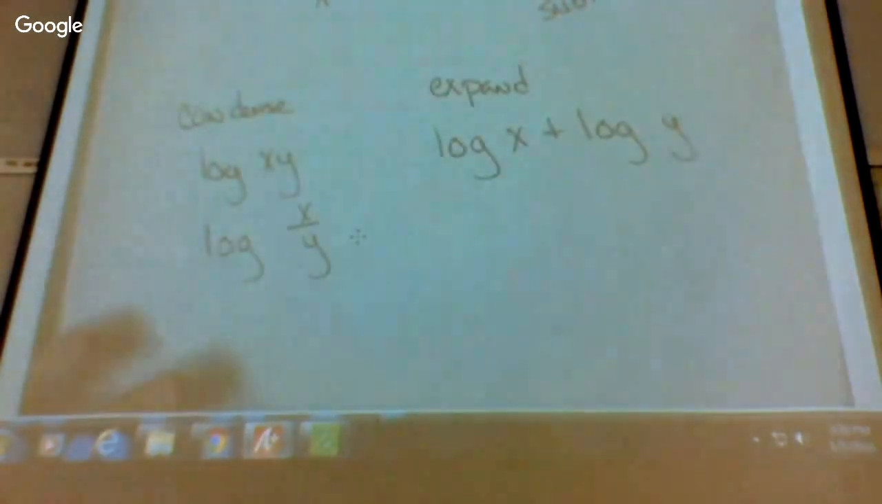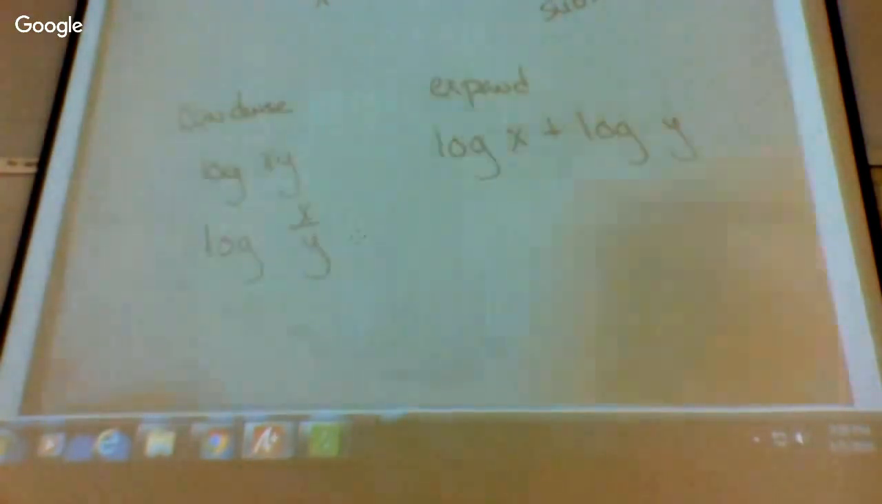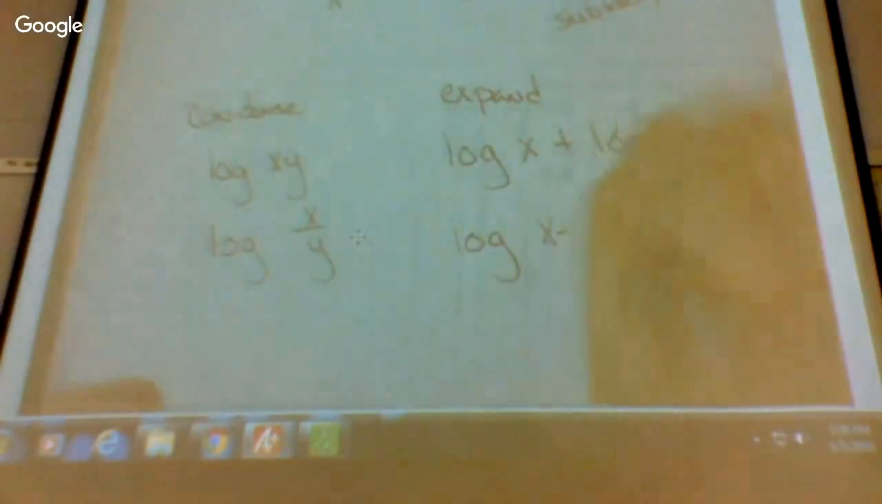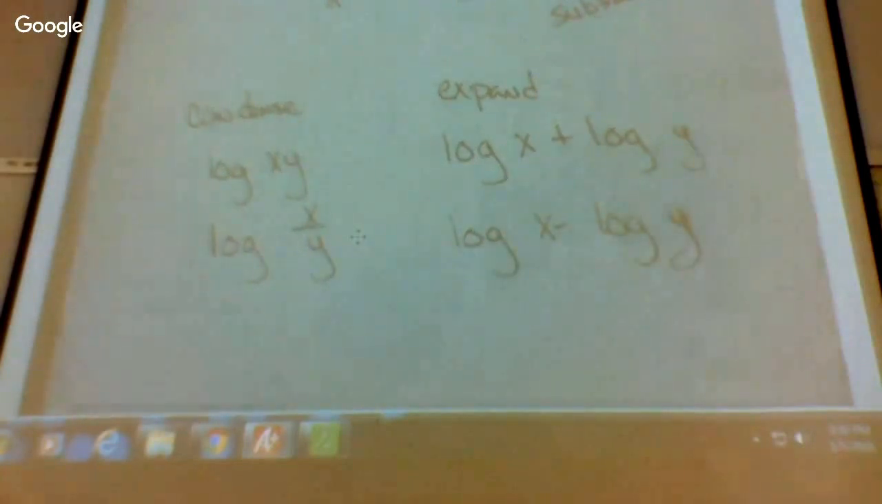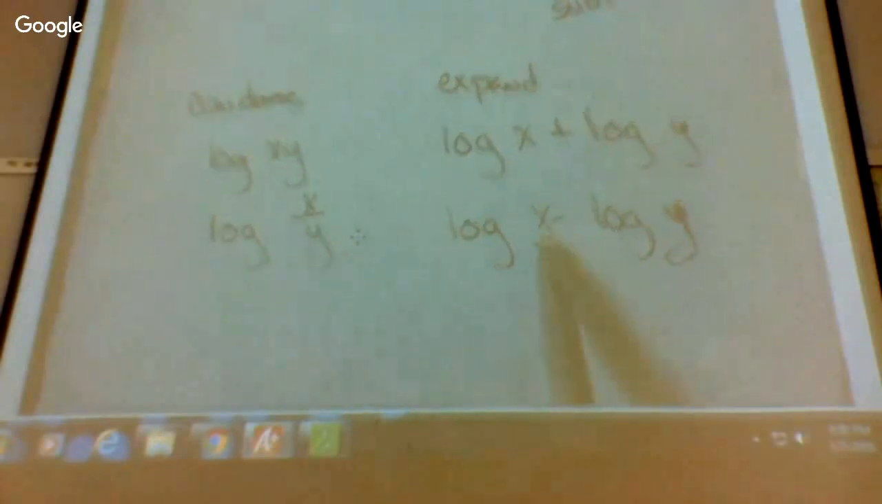Log of x over y. Same thing where division was subtraction in exponent world, it's the same thing here, except I'm going to take log of x, now I'm going to subtract log of y. Notice that I took the top and I subtracted the bottom. You should be able to go both ways on these. You should be able to go from condensed to expanded and expanded to condensed.